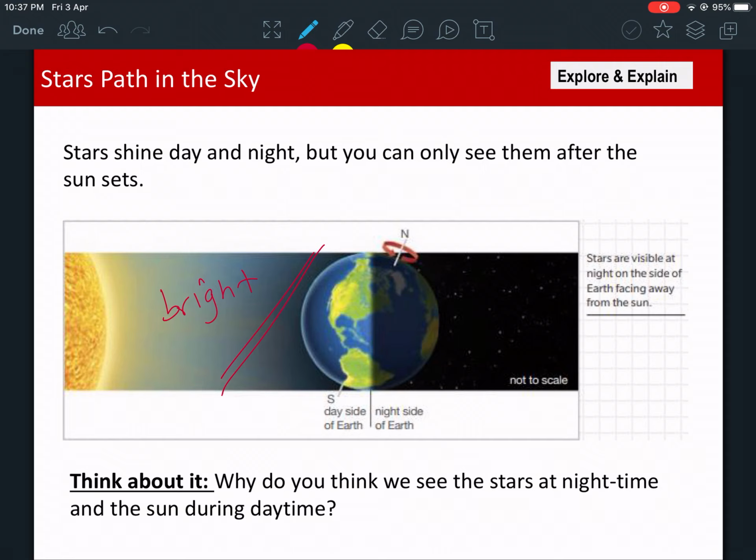Because the sun is so bright, we're not able to see the stars during the day, because the sun is much closer to us than the stars. At night, the sun doesn't shine on the area that is away from the sun, so at nighttime we're able to see the stars because the sun's light does not conceal them. So stars are visible at night on the side of the Earth facing away from the sun. Here. It doesn't mean that there are no stars here, it's just that you can't see them, because the sun is very bright. Stars are always there, it just depends on the light.